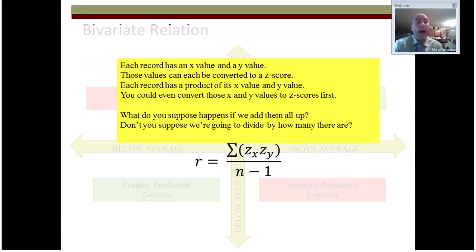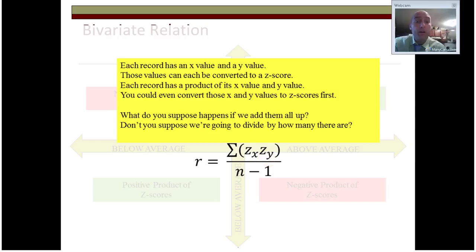Well, yeah, we're going to add them all up. Divide by how many there are. Well, minus one is actually what we divide by, which is practically how many there are. And this big sigma right here means we're going to add up a whole bunch of things. What are the things that we're going to add up, though? The term to the right of the sigma is the thing that we're going to add up.